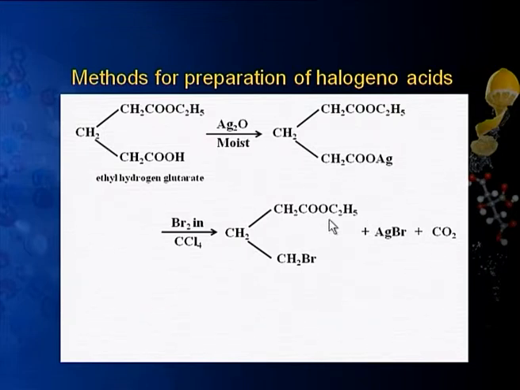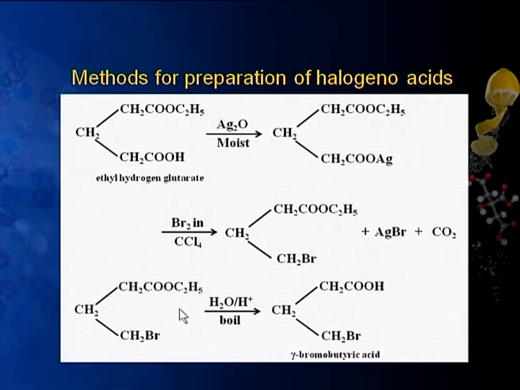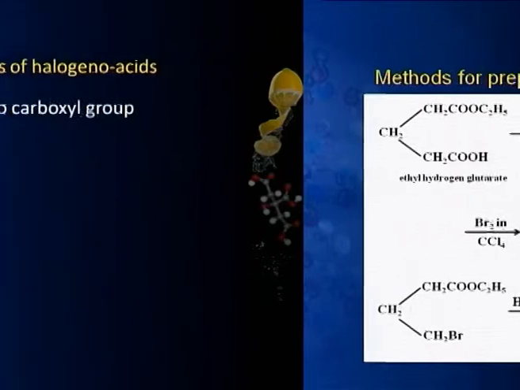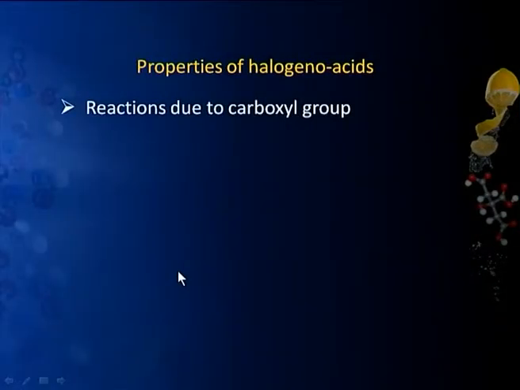Remember this, in this method one carbon is lost in comparison to the total number of carbons present in the dicarboxylic acid. Then this bromo ester is hydrolyzed to give the corresponding bromo acid. These are the various methods for the preparation of halogen acids. Now, let us move on to the properties of these halogen acids.